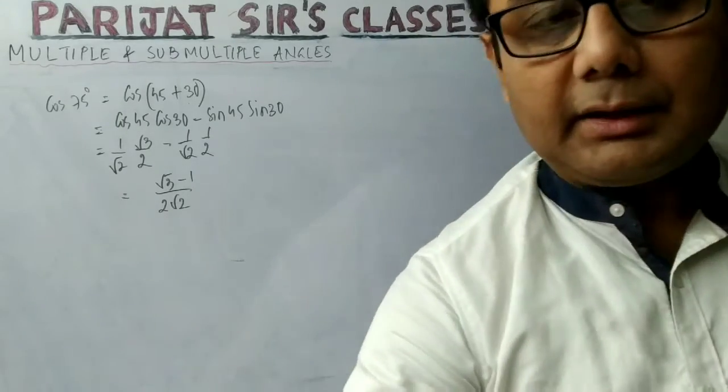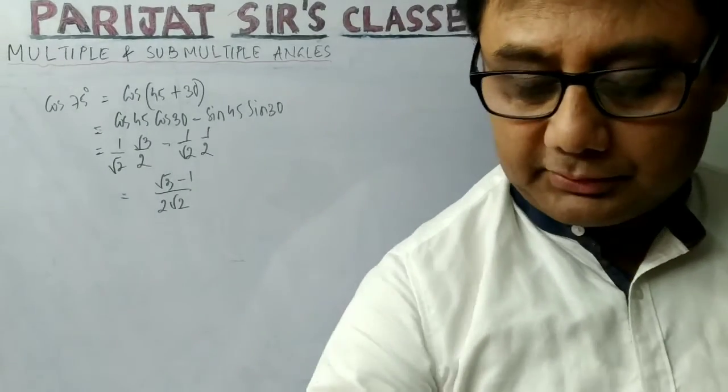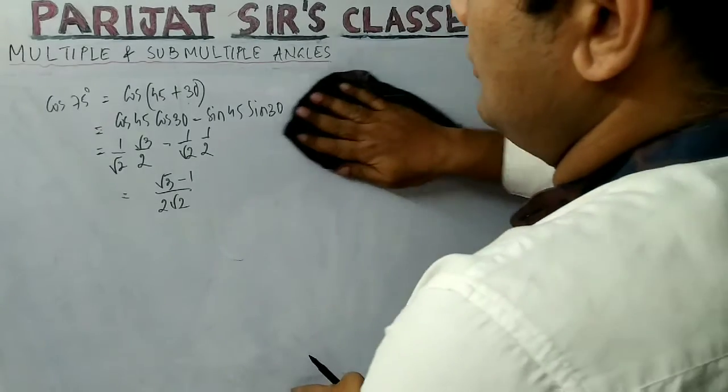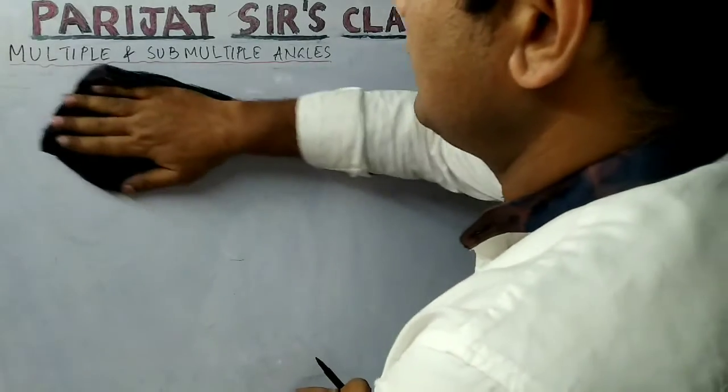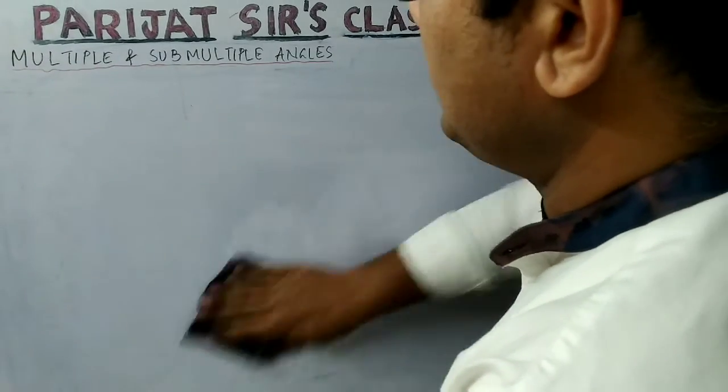Now in the same way we can calculate tan 75 degree. You can do sin 75 by cos 75, or you can do tan of 45 plus 30. That also you can do. So let's see how to calculate tan 75 degree.